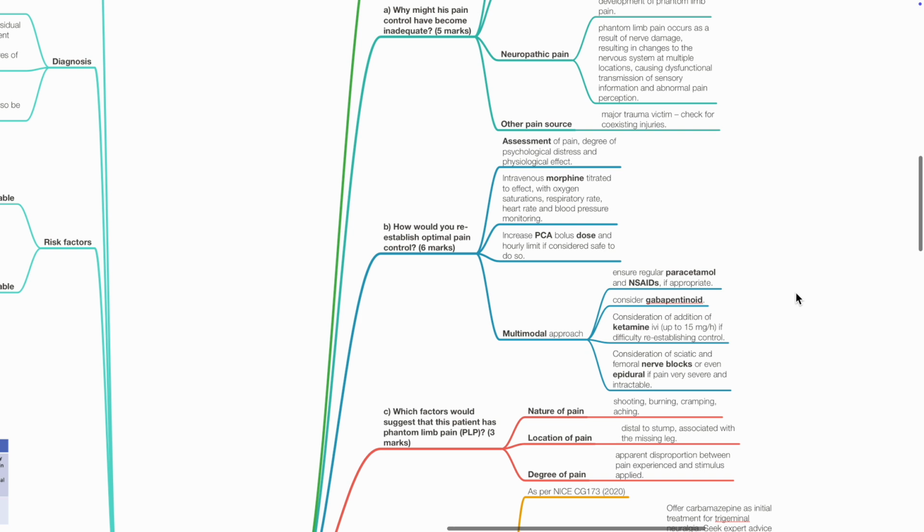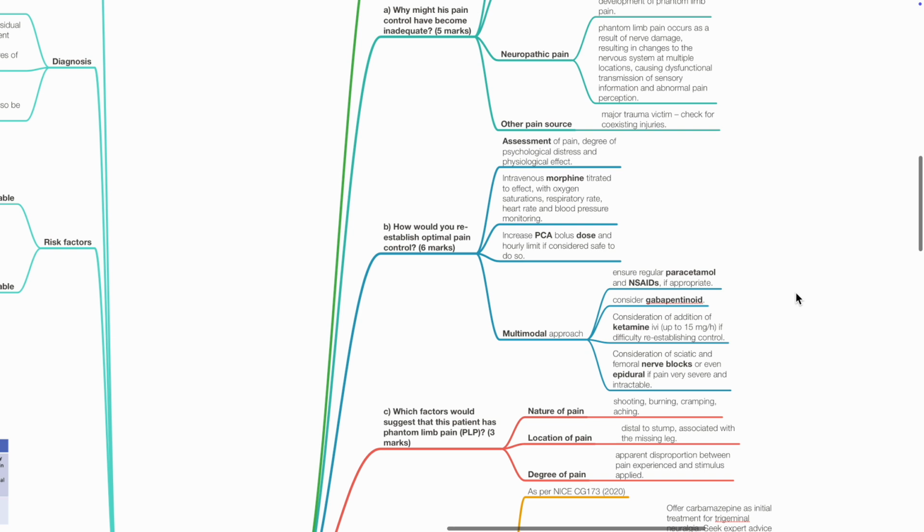First, assessment of pain, degree of psychological distress and physiological effect. IV morphine titrated to effect, with monitoring of oxygen saturations, respiration, heart rate and blood pressure. Increase PCA bolus dose and hourly limit if considered safe to do so.